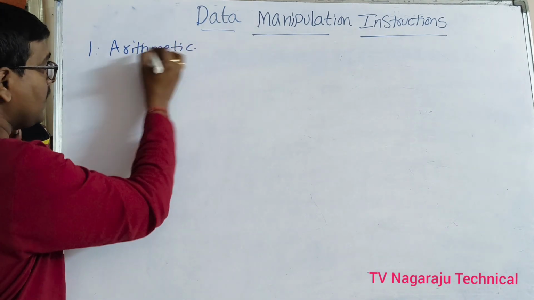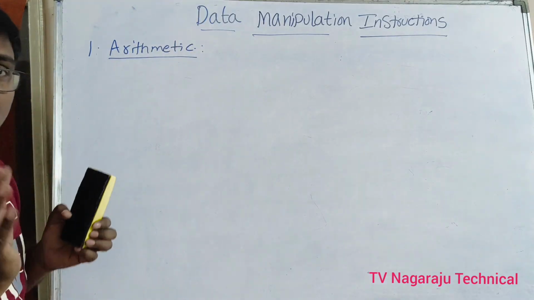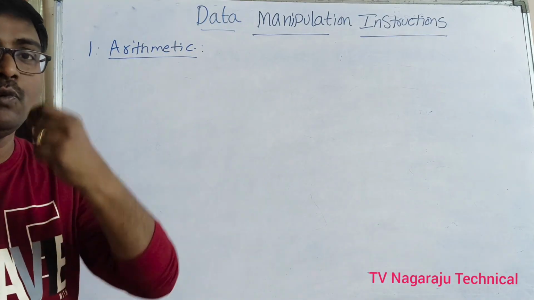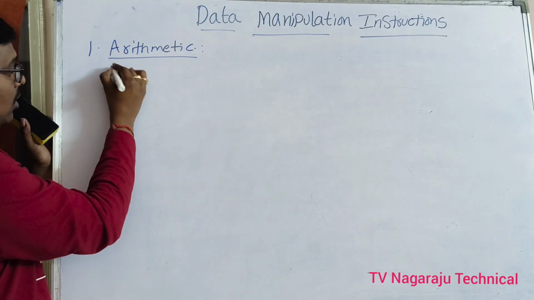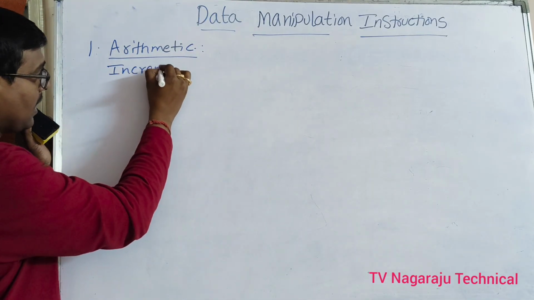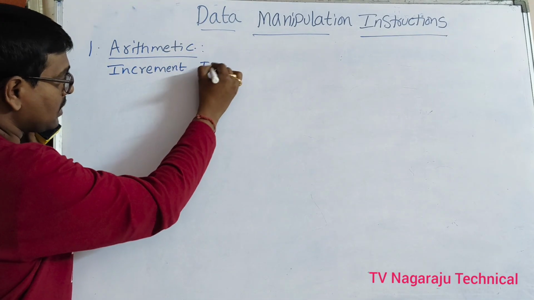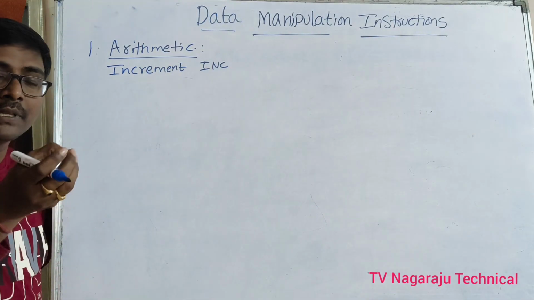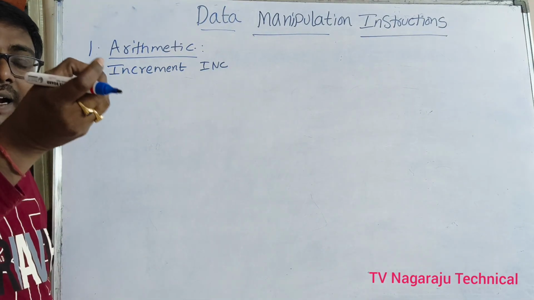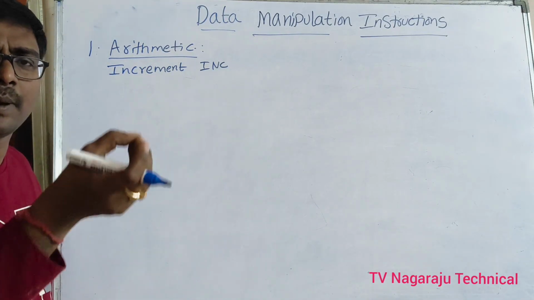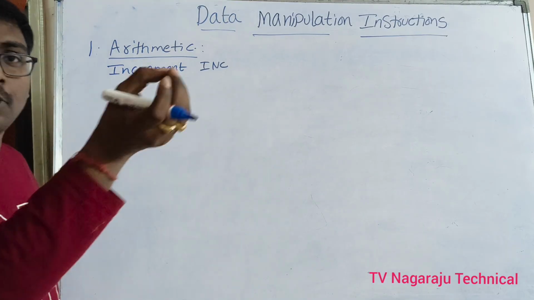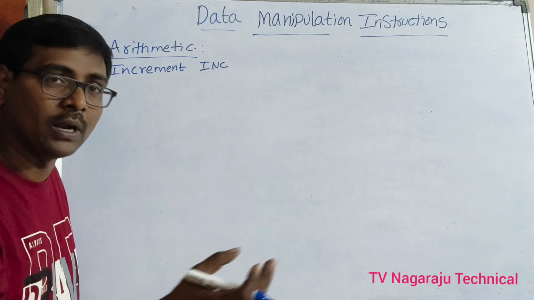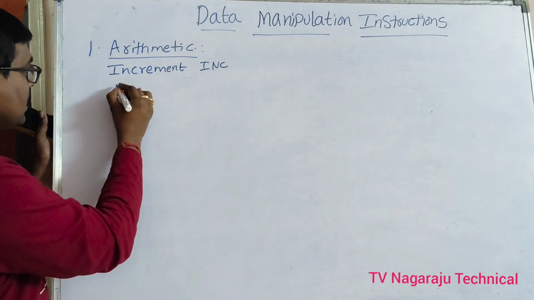The first one is the arithmetic instructions. By using these, we perform the basic arithmetic operations. What are those arithmetic instructions? Increment, the symbol is INC. The purpose of increment is to increment the content of a register or memory by 1. Suppose previously the value is 1, now the value becomes 11.